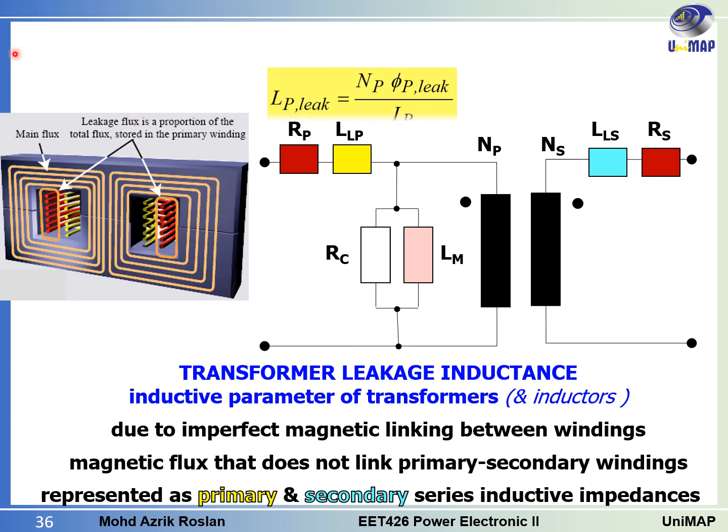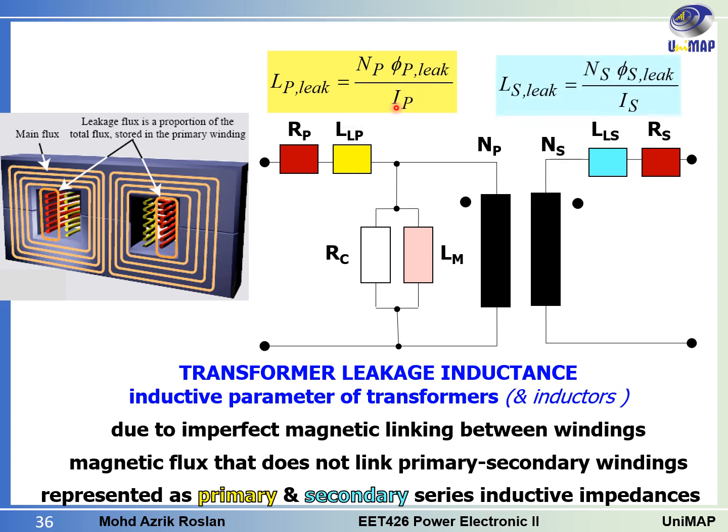Okay, and the equation for the LP leak: the LP leak is equal to NP multiplied by the flux of the primary, the flux that leaks, divided by IP, where IP is the primary current. And for the secondary, the LS leakage is equal to NS, the number of turns of the secondary winding, multiplied by the flux that has leaked, divided by IS.